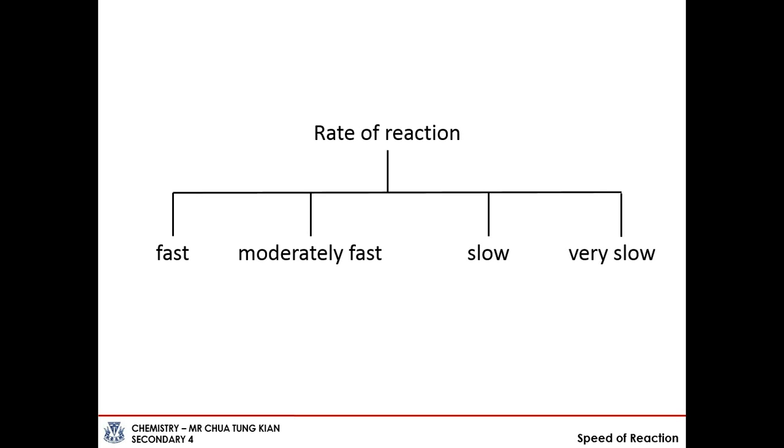Rate of reaction. Some rates can be fast, some rates can be slow, some rates can be really slow. Let's take for example rusting of an iron nail. It could be a very slow reaction or it could be a very fast reaction depending on the conditions. Later on we will cover more on the conditions as well.